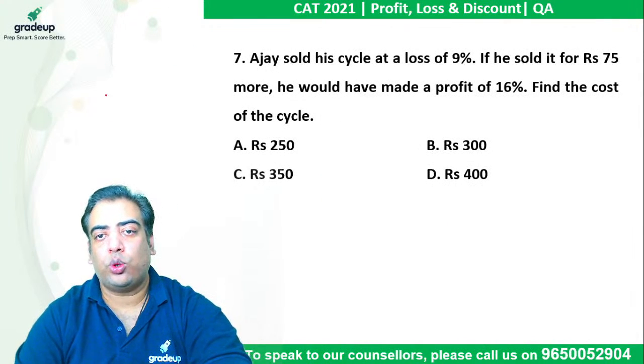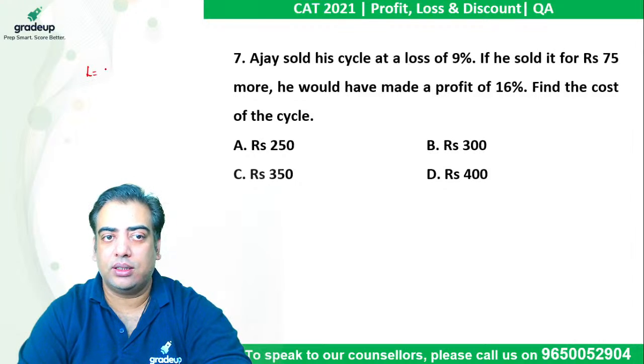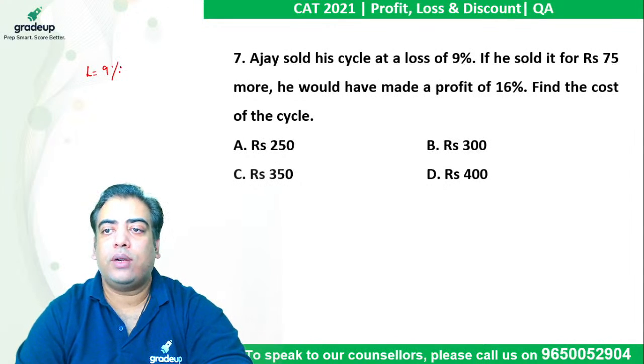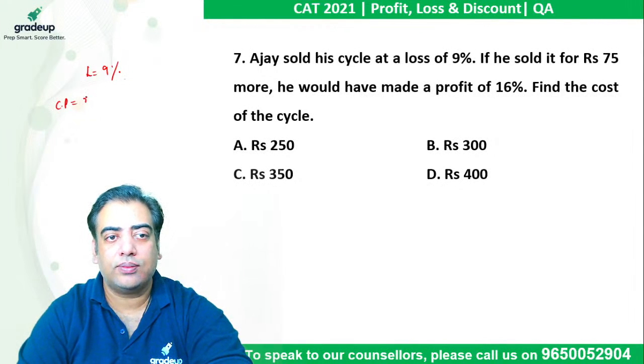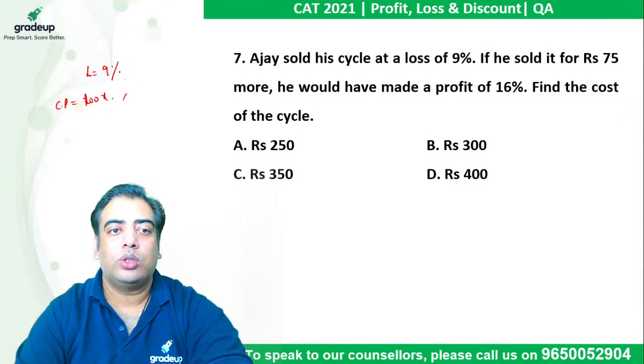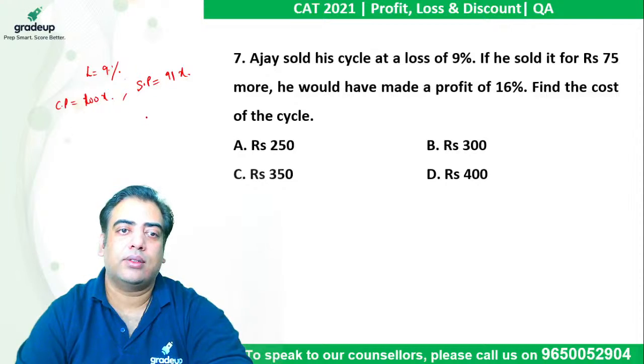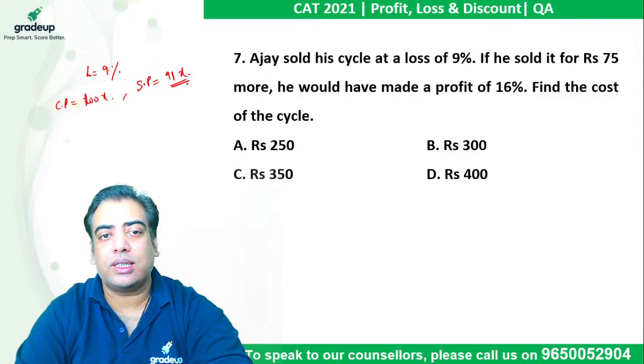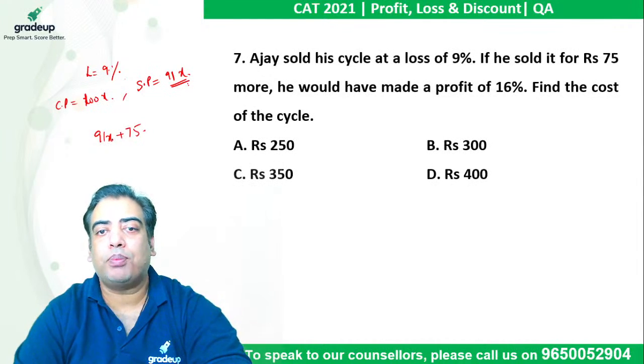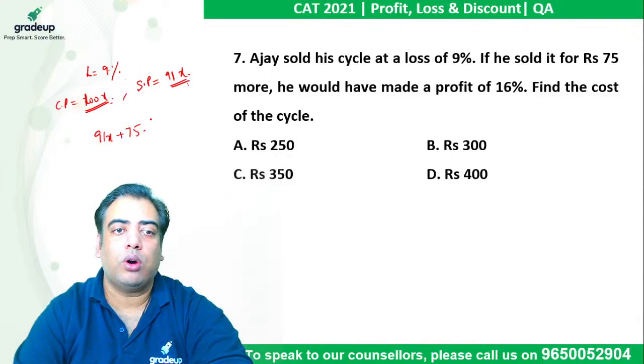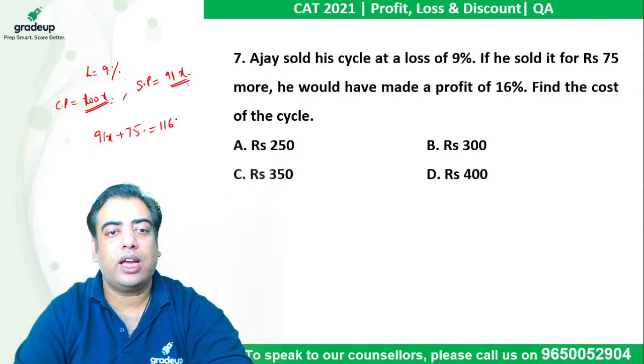Here it says Ajay sold his cycle at a loss of 9%. If he sold it for rupees 75 more, so let's say the cost of the cycle is X, or rather let it be 100x, that will make our calculation a little easier. So if it is sold at a loss of 9%, it means the selling price must be 91x. If you sell it for 75 more, which means 91x plus 75, now he would have made a profit of 16% on cost, which means then the selling price would have been 116x. Find the cost of the cycle.